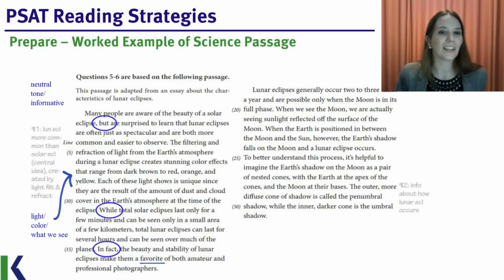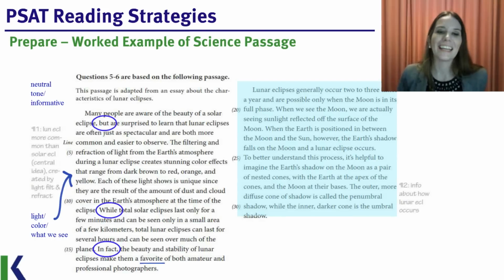And let's take a look at our last paragraph here. Again, take a moment or two to read it, and I want you to tell me, what is all this about? What ties all these details together?